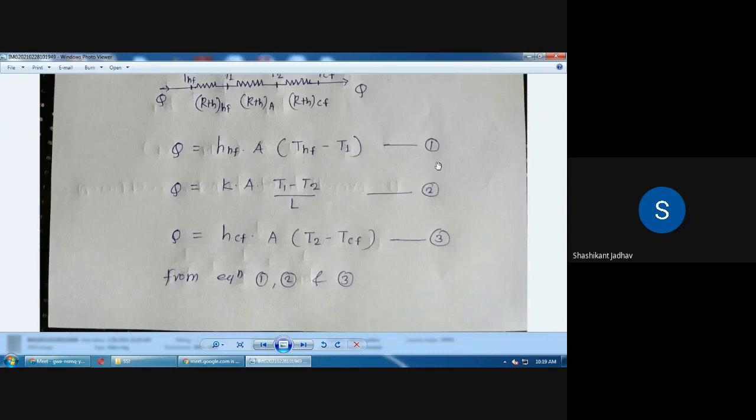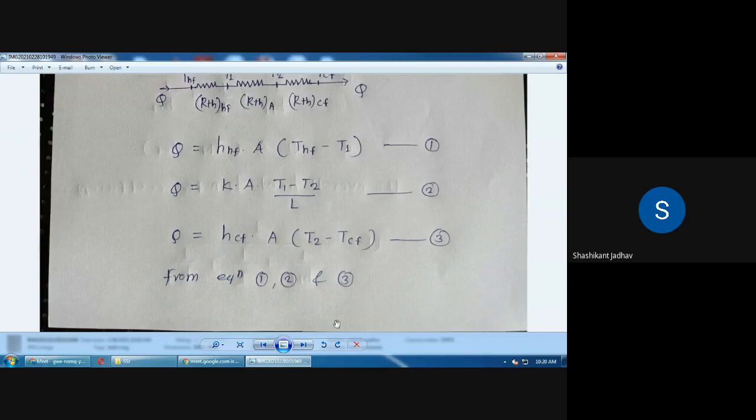We have to write down the equations for the temperature difference. That is THF minus T1, then T1 minus T2, and then T2 minus TCF, and give names to each equation: equation number 4, equation number 5, and equation number 6. So these are the three equations for three layers.